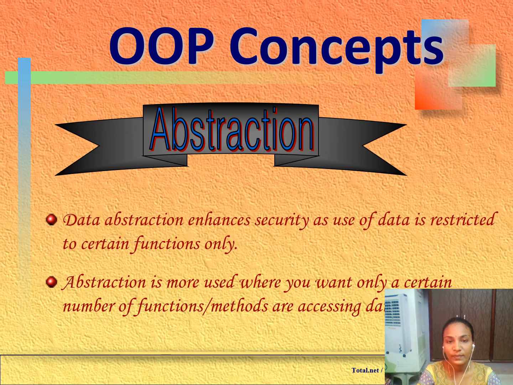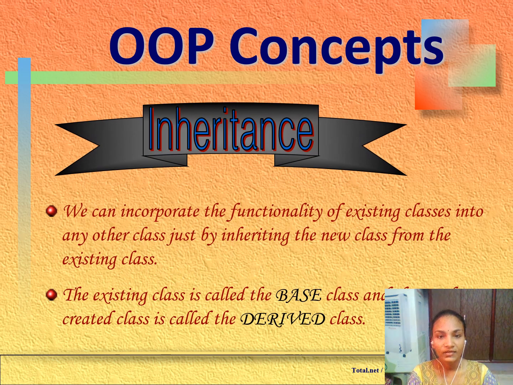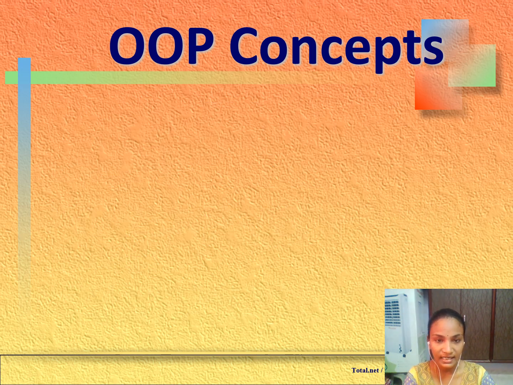The third topic is abstraction. Data abstraction enhances security as use of data is restricted to certain functions only. Abstraction is more used where you want only a certain number of functions or methods for accessing data. The next one is inheritance. We can incorporate the functionality of existing classes into any other class just by inheriting the new class from the existing class. The existing class is called the base class and the new class created is called the derived class.